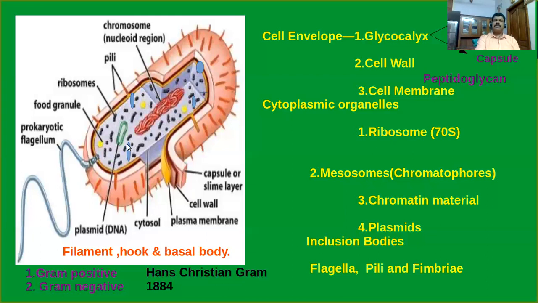One of the famous scientists, Hans Christian Gram, in 1884 introduced a staining procedure for bacteria. In this staining procedure, some bacteria absorb the stain and become colorful. Such bacteria we can collectively call gram-positive bacteria. Some bacteria do not absorb the stain at all, and as a result they become colorless. Such bacteria we can collectively call gram-negative bacteria.